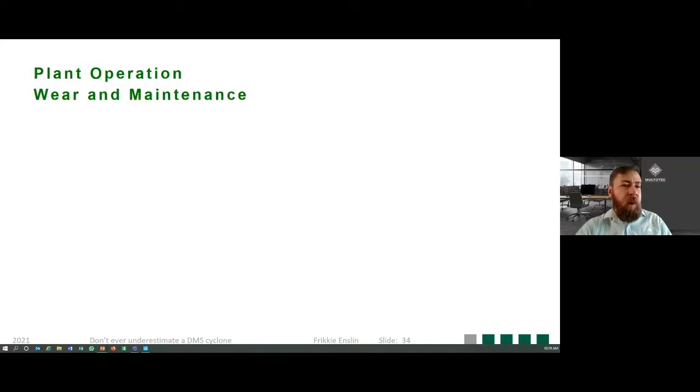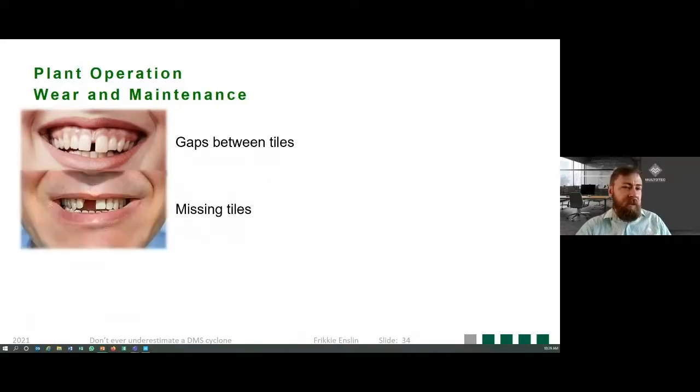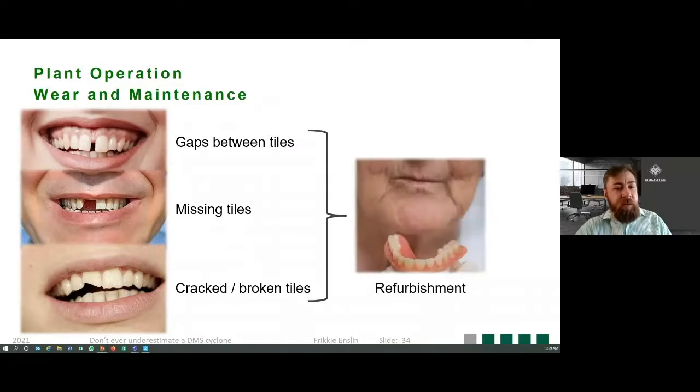All right, further on wear and maintenance, specifically on tiled cyclones now for this example, very similar to dentistry. What is it that you need to look at? You need to watch out for gaps between tiles. You need to watch out for missing tiles. You need to look out for cracked or broken tiles. And not only on brand new cyclones, but also in terms of refurbishments as well. Be careful to use backyard mechanics to do your refurbishments. Don't learn the hard way the meaning of penny wise, pound foolish. Today's saving of 100 Rand will cost you 1,000 Rand next month.